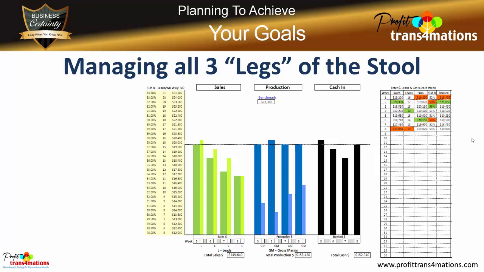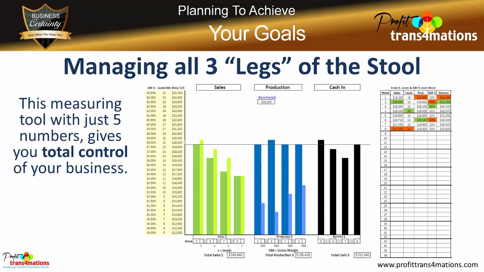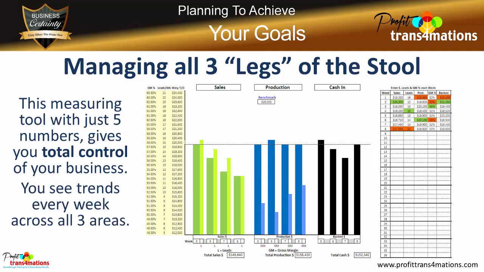Now you're not seeing it here, but each of these 4 weeks compound into a month. So now we can see a trend of 4 months, not just 4 weeks as well. And that's great for businesses that may have a very long production cycle or long sales cycle. It irons out those bumps and still shows you that trend. So this measuring tool with just 5 numbers gives you total control of your business. You see trends every week across all 3 areas. And this is a tool that I even think you should share some of these numbers with the team, the employees that you have in your business, so they start getting a better idea of what's going on.